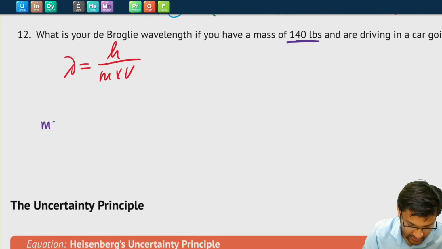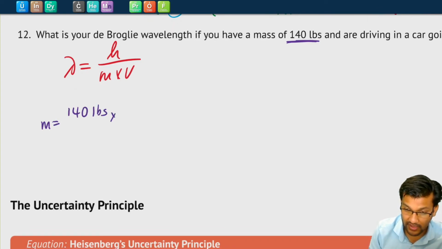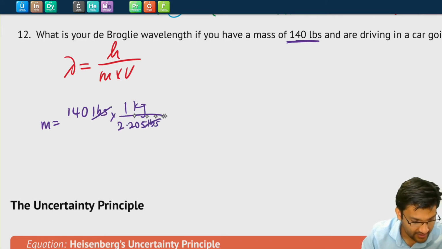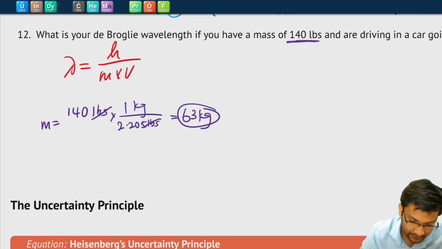So the mass, which is 140 pounds, we need to convert to kilograms. We know that 1 kilogram is 2.205 pounds, so that was easy. This will give us about 63 kilograms to 2 sig figs. All right, let's try to figure out the velocity.